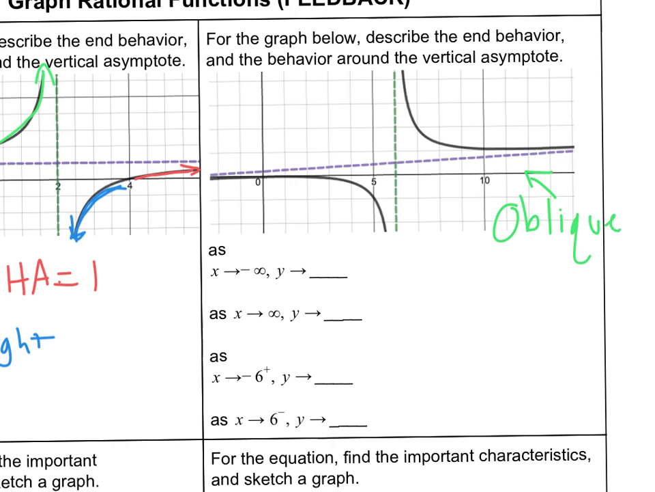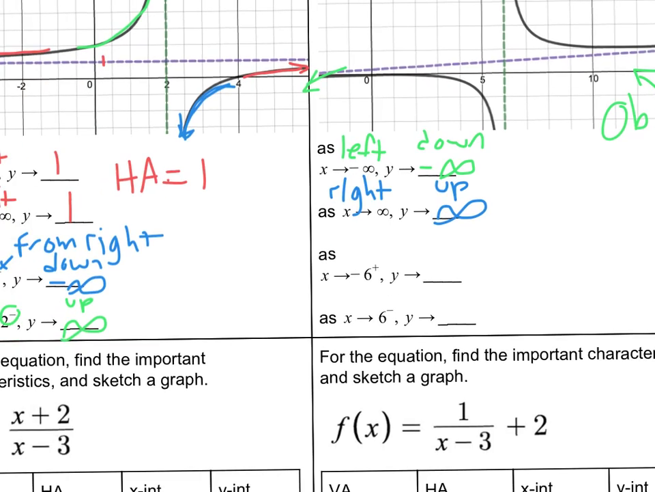It doesn't approach a value on both sides. It keeps going up and keeps going down. So on the left, we're going down. That means that would be negative infinity. And on the right, we're going up. That would be positive infinity. The other part's really similar to what we did before, so I'm not going to go through that.